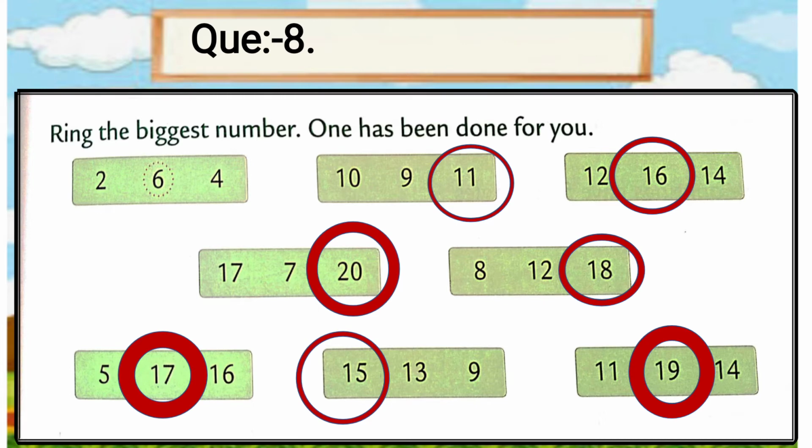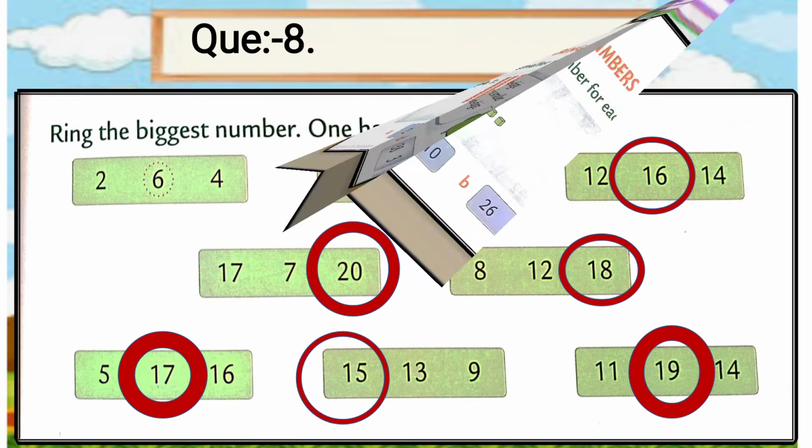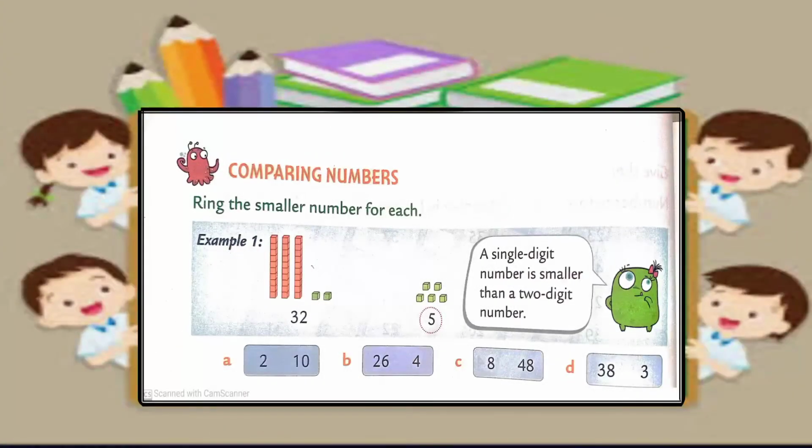Now see what's new. Something new in comparing numbers. Ring the smaller number for each. What's new here? Look at the example. There we have 3 number grids which have 10 numbers in each.